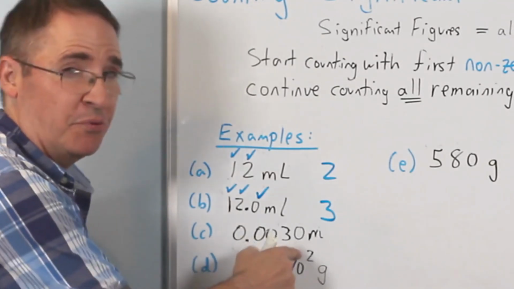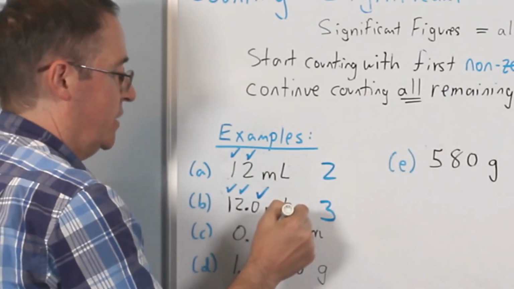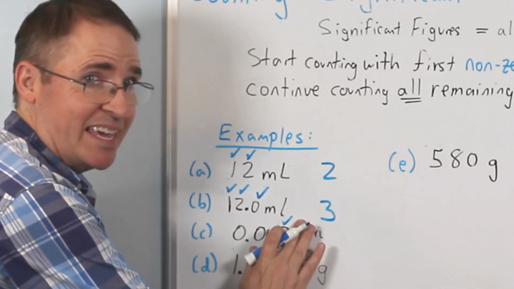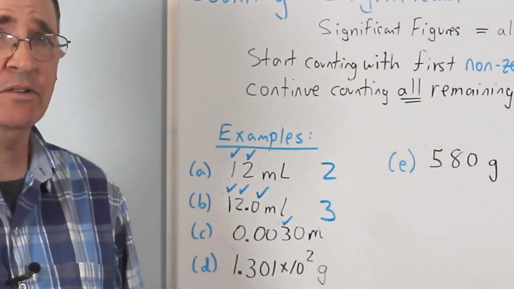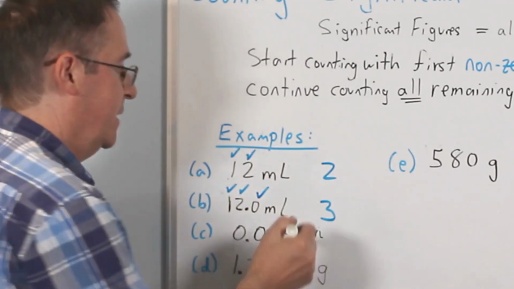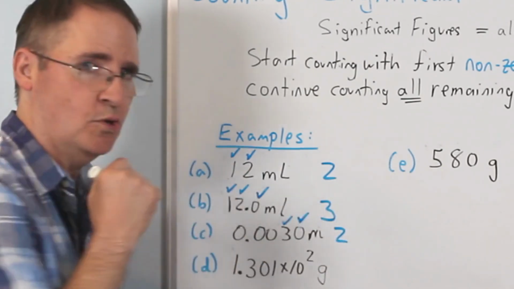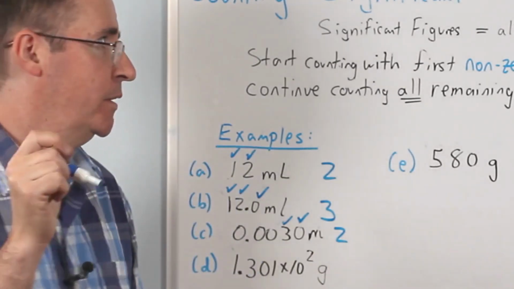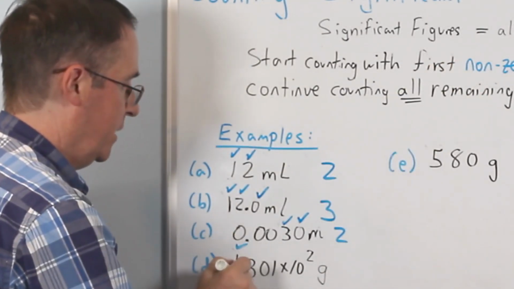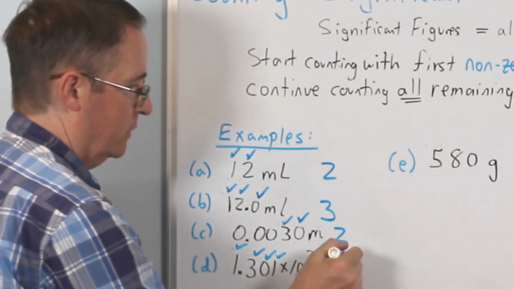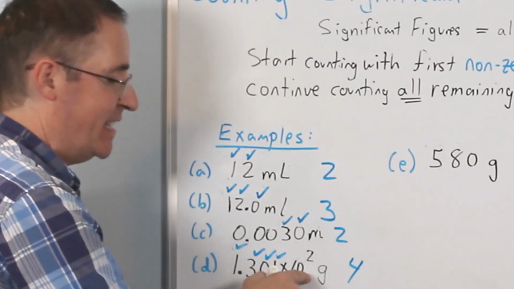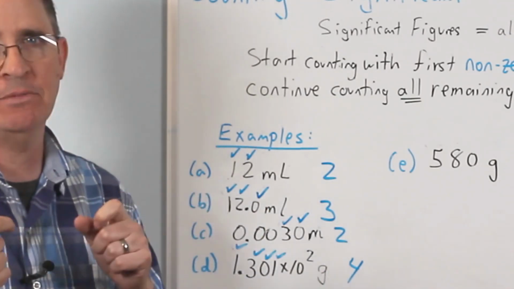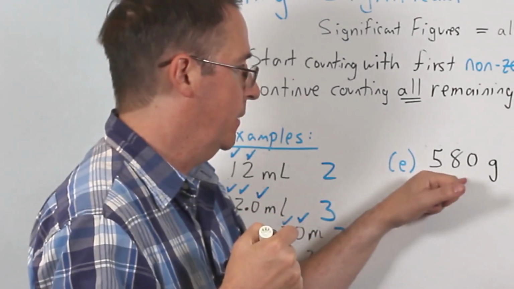Third example is 0.0030 meters. We start at the first non-zero digit. Once again, we run into another 0 at the end of the measurement, so we cover it up. 0.003 meters versus 0.0030 meters. They both have the same mathematical meaning, which means that it's also significant. So a total of 2 significant figures. Part D is a measurement in scientific notation. With scientific notation, we approach it the same way. So we have the 1, 2, 3, 4, for a total of 4 significant figures. Notice that in scientific notation, for the purposes of counting significant figures, we ignore where the exponent might be. And then we'll finish up here with example E.